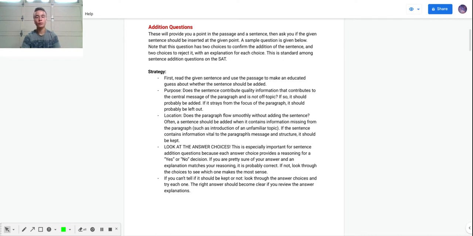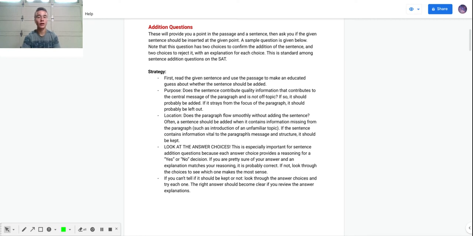Probably the most important thing is the purpose, as I said. If the sentence that the writer is considering adding does not match with the purpose, it's probably not correct. However, if it does, and it does contribute quality information to the discussion of the paragraph, then it's probably correct. So you just want to look at the purpose, and right off the bat, you can tell if it's probably going to be a yes or a no.